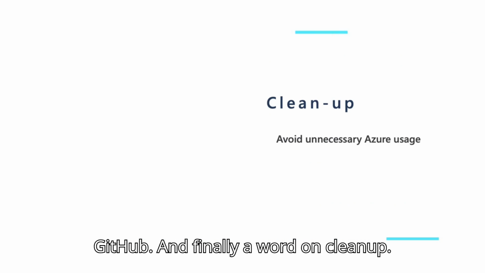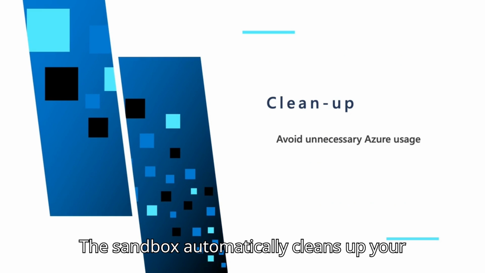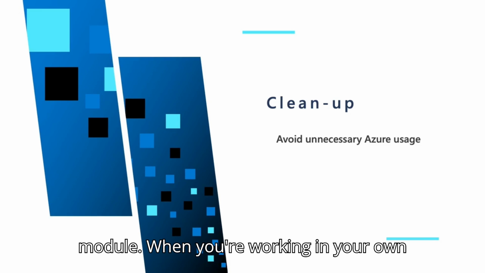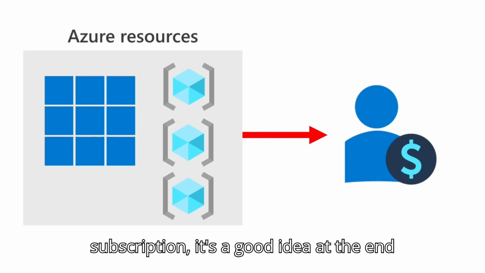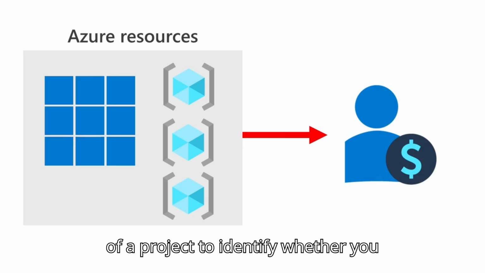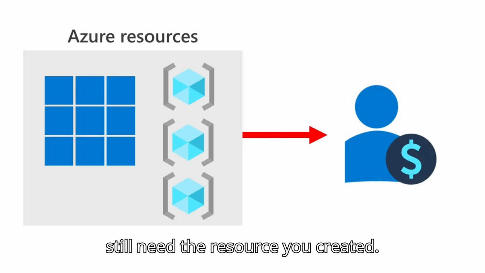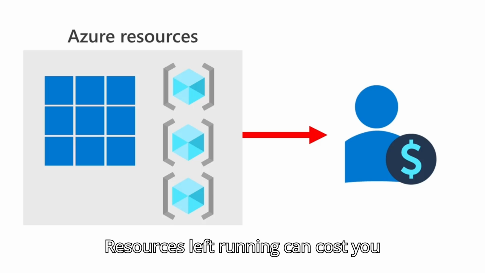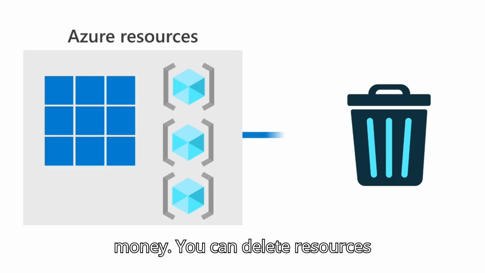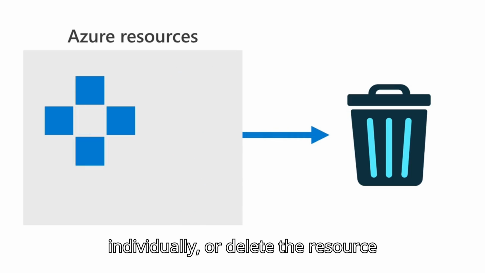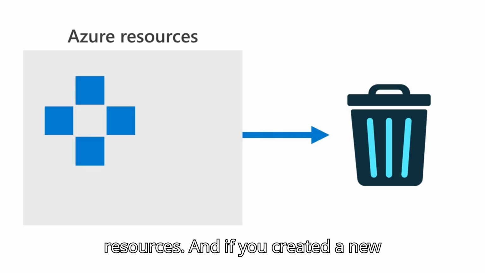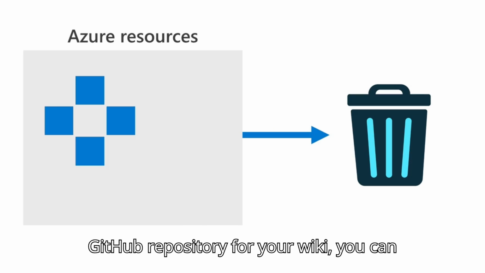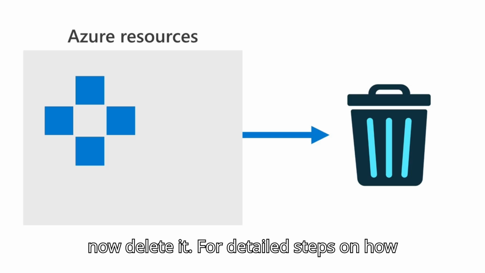And finally, a word on cleanup. The sandbox automatically cleans up your resources when you're finished with this module. When you're working in your own subscription, it's a good idea at the end of a project to identify whether you still need the resource you created. Resources left running can cost you money. You can delete resources individually or delete the resource group to delete the entire set of resources. And if you created a new GitHub repository for your wiki, you can now delete it.